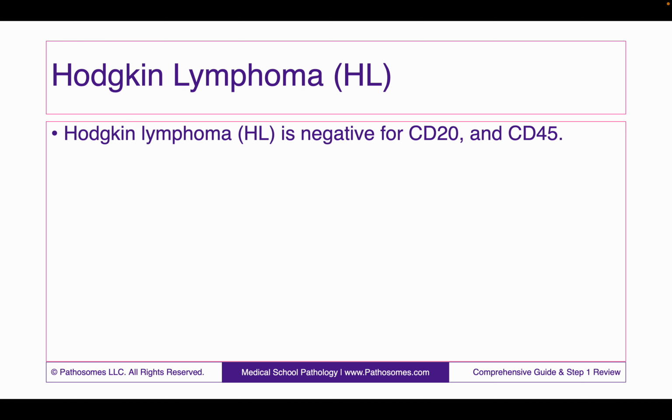Hodgkin lymphoma, again, those large cells, are negative for CD20 and negative for CD45.